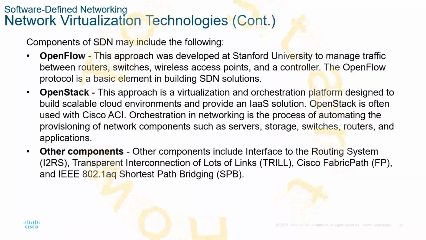So the SDN can also include things like OpenFlow, OpenStack, and other components like TRILL or FabricPath or some form of 802.1aq. OpenFlow is a Stanford University development approach for managing traffic between networking devices. OpenStack is basically an approach to virtualization and orchestration platforms designed to build scalable cloud environments.